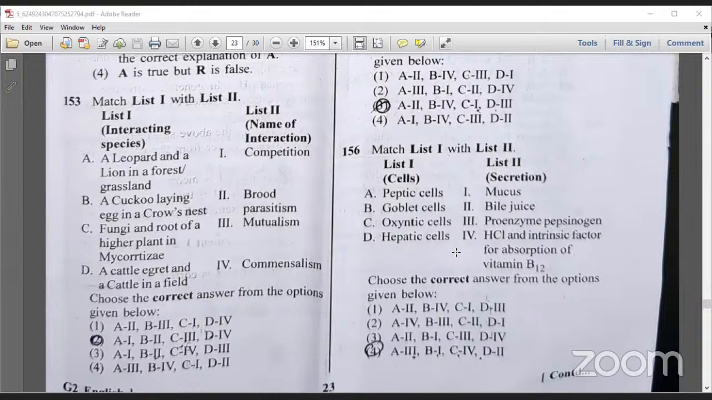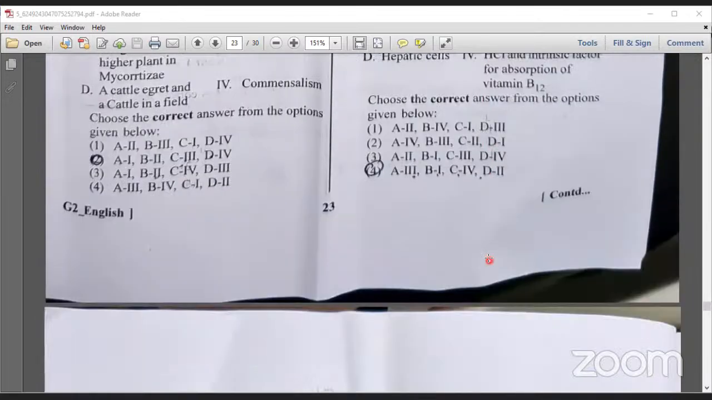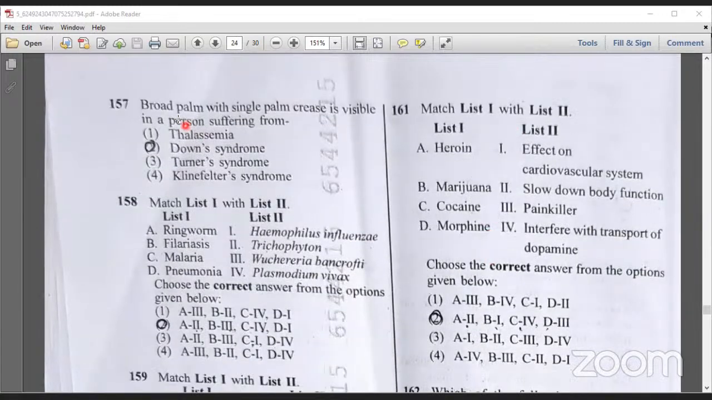Question number 156. We are supposed to match the items. Peptic cells are responsible for secreting the proenzyme pepsinogen. Goblet cells secrete mucus, and oxyntic cells secrete HCl and intrinsic factor. Hepatic cells contribute bile juice. Then, a broad palm with a single palm crease is visible in a person suffering from Down syndrome. The main symptom for Down syndrome is that the affected individual will have a single palm crease.